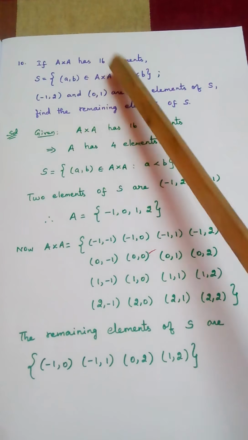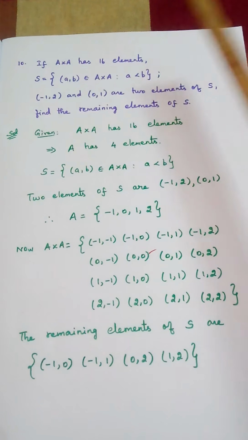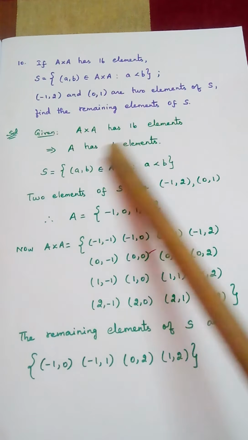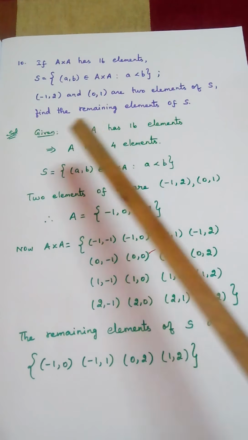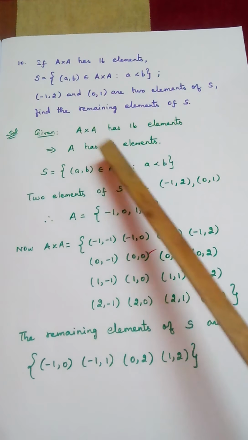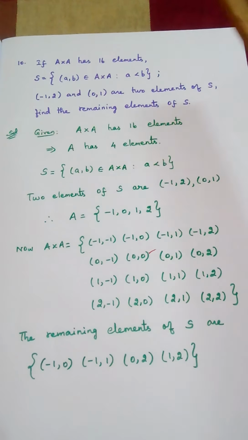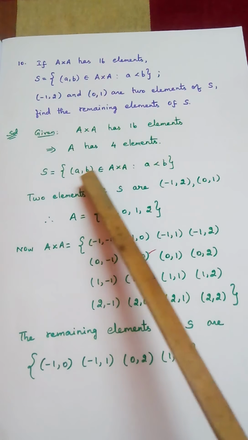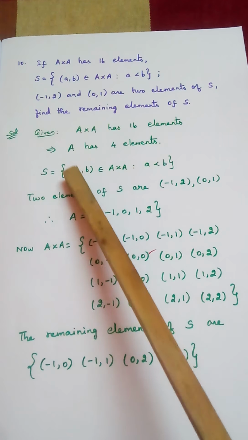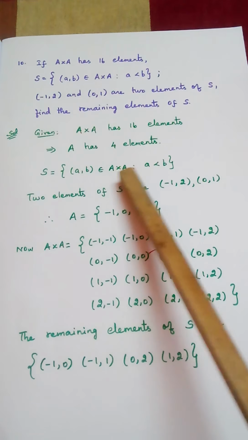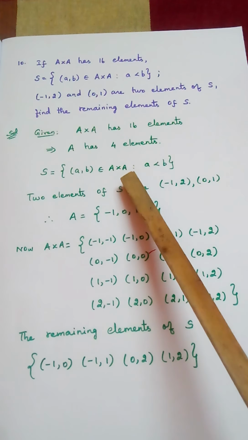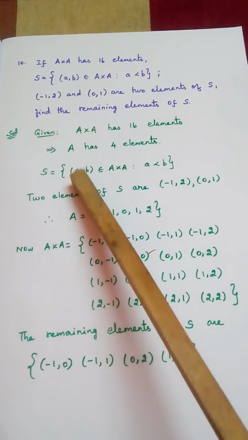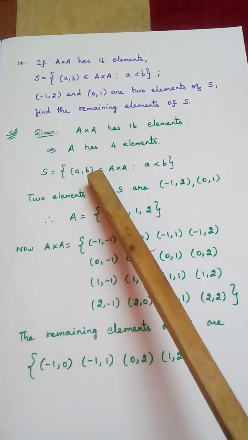A cross A has 16 elements. They have given that. So in the answer we write: A cross A has 16 elements, therefore A has 4 elements. We have seen this before. A cross A having 16 elements means definitely A will have 4 elements. The next thing they have given is S. I have written that S is equal to (a, b), where this belongs to A cross A, the Cartesian product, but with the condition a is less than b. So always a will be less than b.